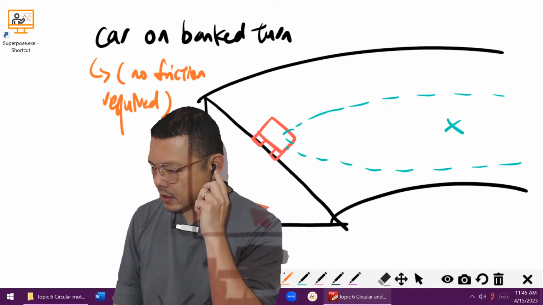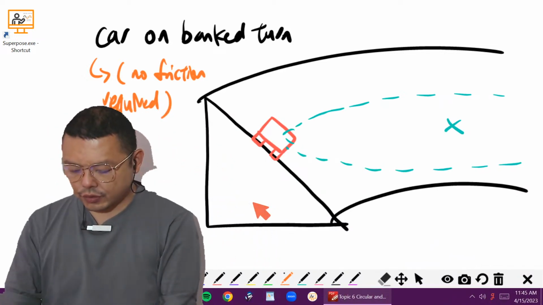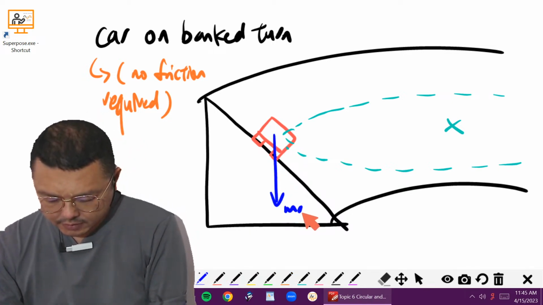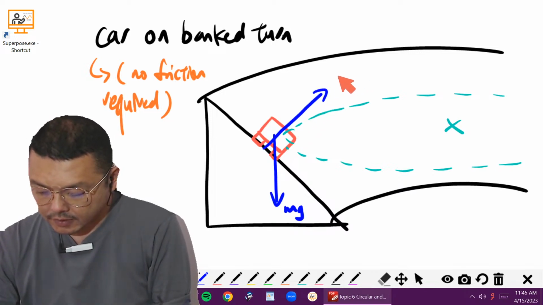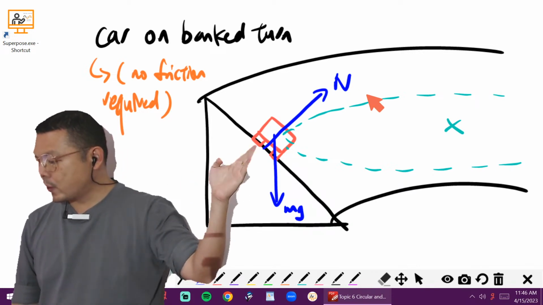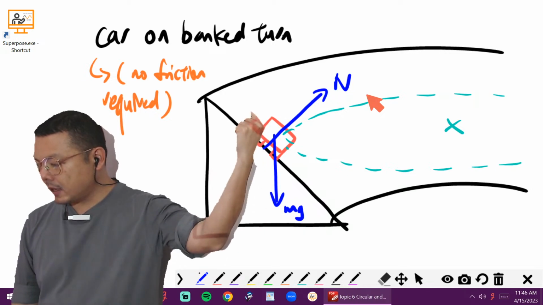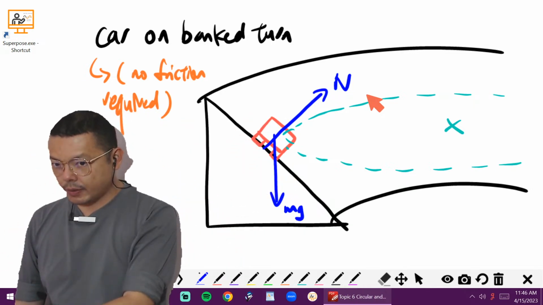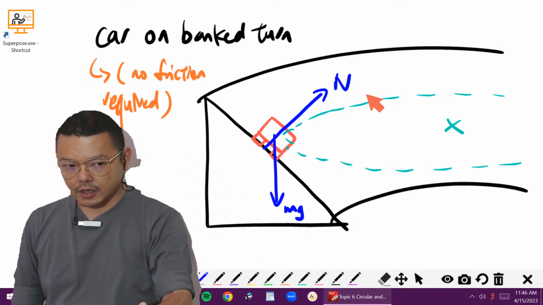Are we okay on this? So if that's the case, there's actually only two forces to draw, which is what? The weight and the normal contact force. It's actually only these two forces to draw. You don't have to worry about friction, because some of you might be wondering, does the friction point up or down? I'm telling you no friction required. We don't draw the friction. There's only these two forces: normal contact force and mg.